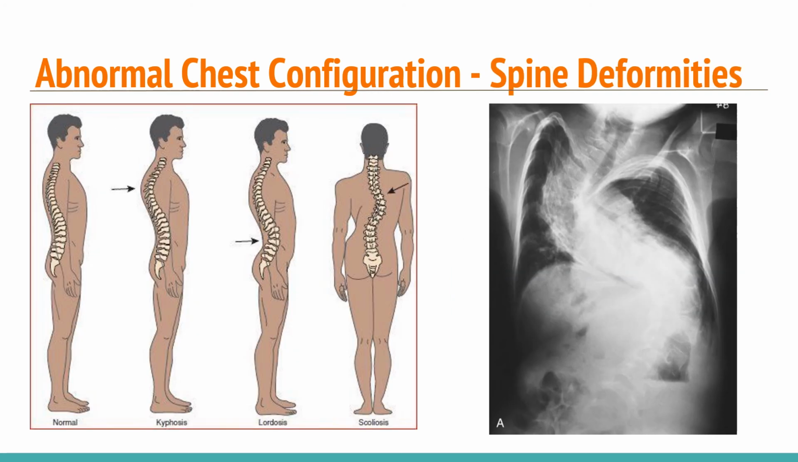And then some of the different spinal abnormalities that you would see, so different chest configurations, because these can definitely impact the lungs. So normal, obviously, kyphosis, or your hunchback. Lordosis is more of a pronounced inward curve, kind of hyperextended there, and then your scoliosis being your sideways curve.